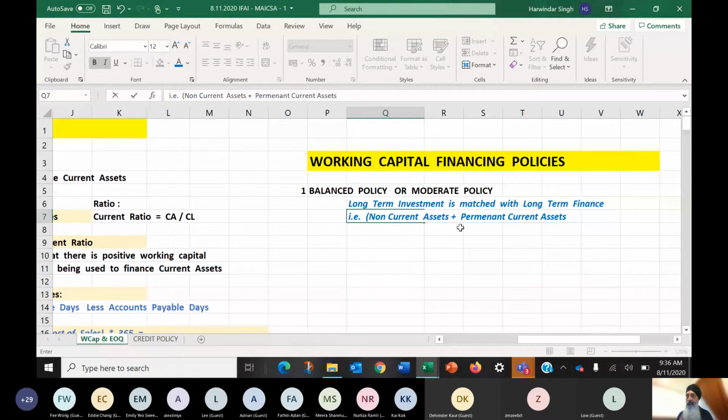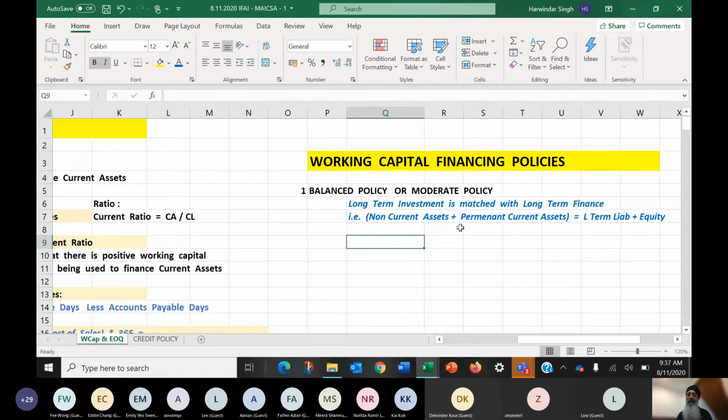What is the long-term investment in a business? Is it only the fixed assets? No. You should remember this. Long-term investment in a business is your fixed assets or non-current assets plus a portion of your current assets, permanent current assets. So this is equal to your long-term finance. Your long-term finance means your long-term liabilities plus equity. I don't know if they might put some numbers to this. If they do, then you know that's the formula, not really terribly difficult. That's a balanced policy.